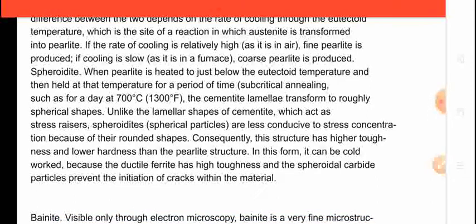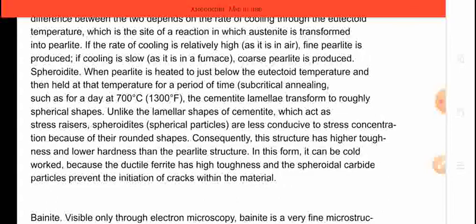When pearlite is heated to just below the eutectoid temperature and then held at that temperature for a period of time, called subcritical annealing, such as for a day at 700 degrees Celsius or 1300 degrees Fahrenheit, the cementite transforms to roughly spherical shapes. Unlike the laminar shape of cementite, which acts as a stress raiser, spheroidite spherical particles are less conducive to stress concentration because of their round shape.